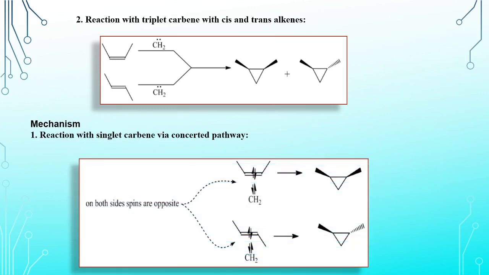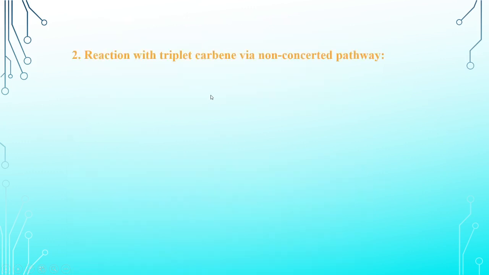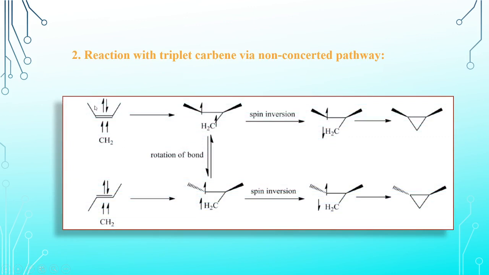See the mechanism. This is the first step. In this first step, it forms only one bond. When this alkene attacks this carbon atom, there is a formation of one single bond in the first step, and the second bond can only form when the two electrons have opposite spin. So see the mechanism. This is the cis-butene when it is reacted with this triplet carbene.